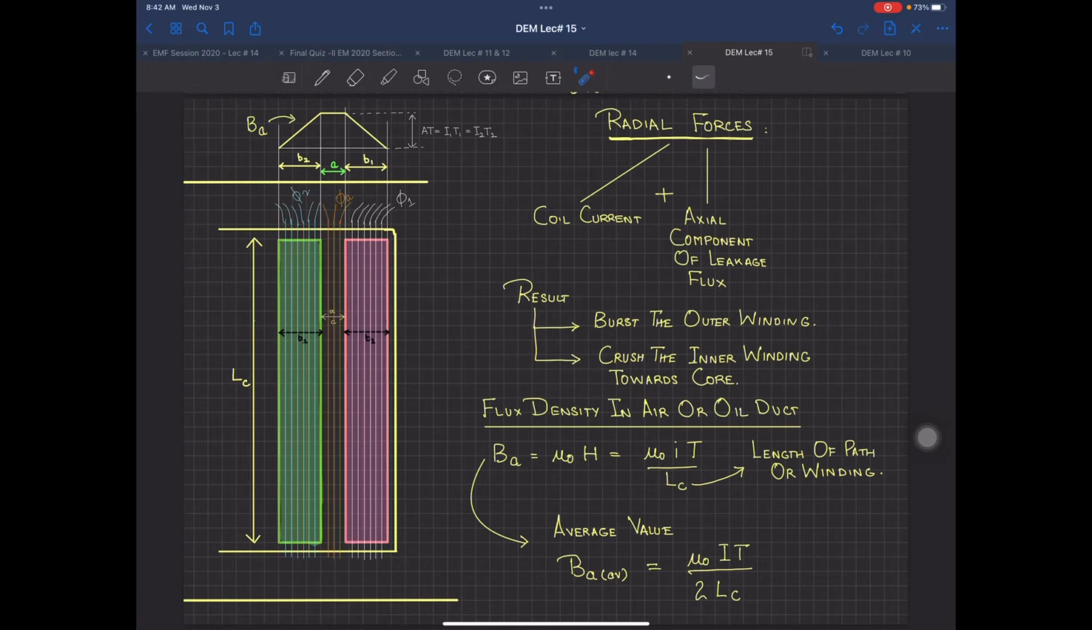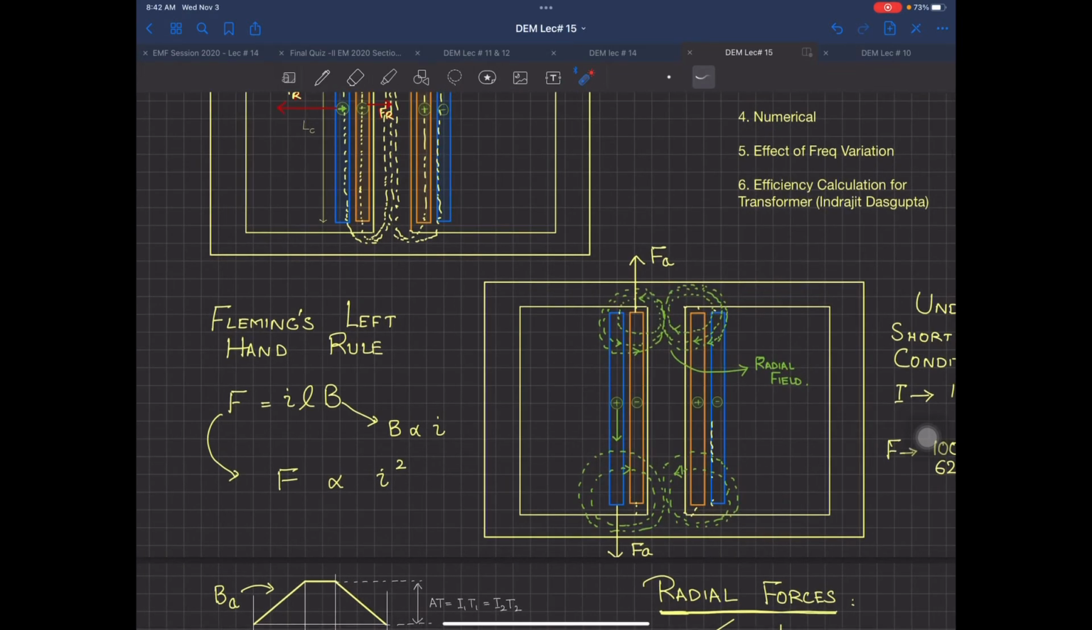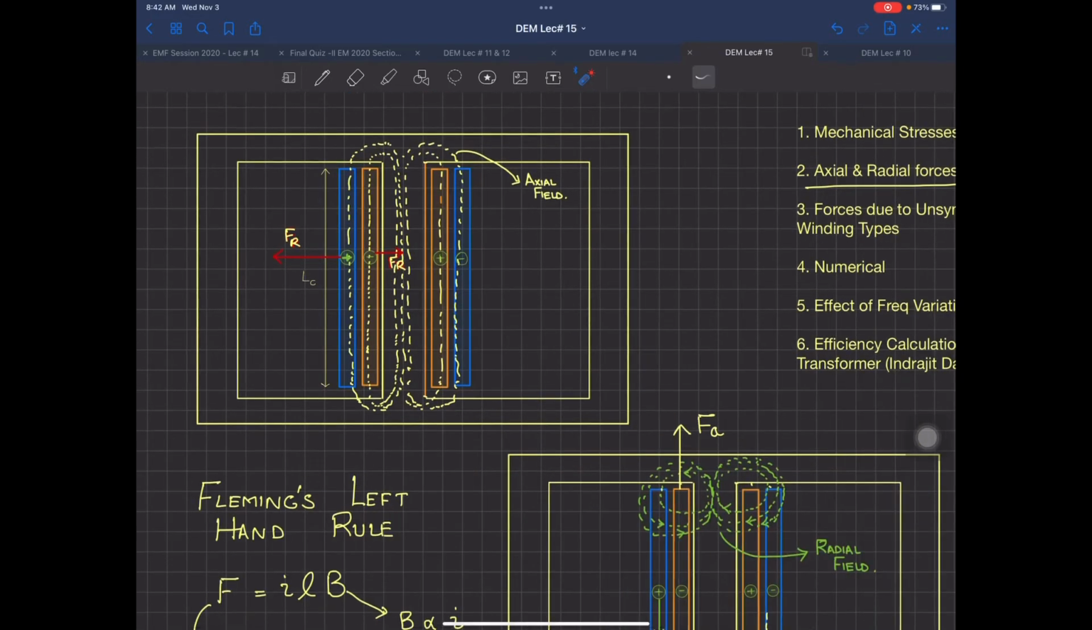Now, why do I require this? I require this because I know my F is equal to ILB. Now, when F is equal to ILB, I know I is going to be something like 10 to 25 times over there. L is the length, and I know that length is equal to LC over here, the height. Yes, window height or winding height, because actually the winding is important, since the force is acting on it. It is not acting on the window height, a little insulation on top.